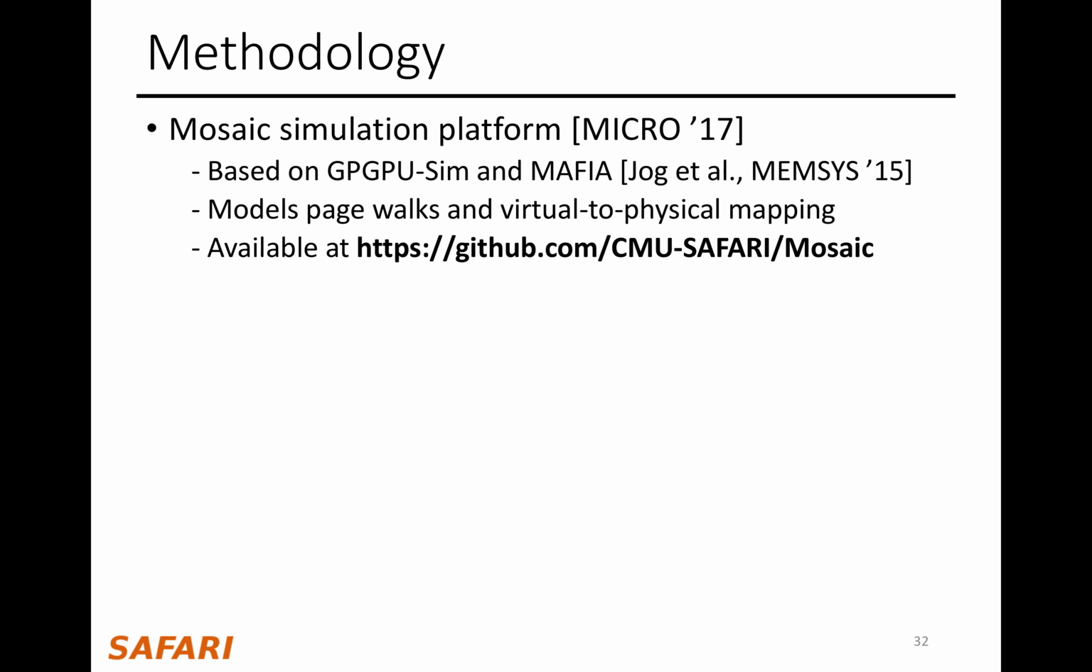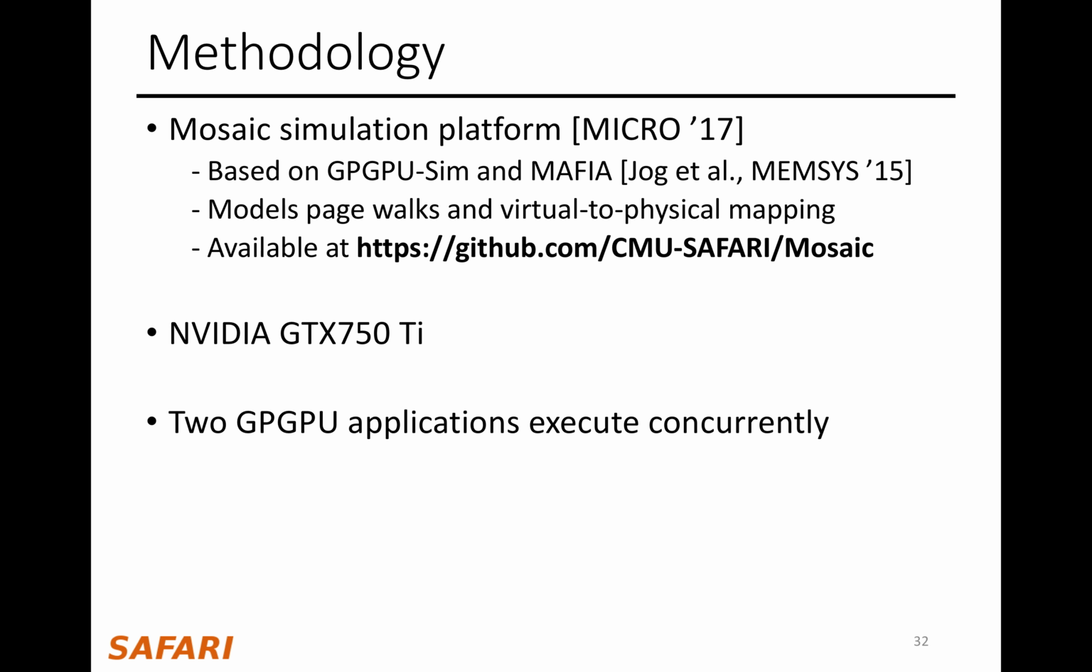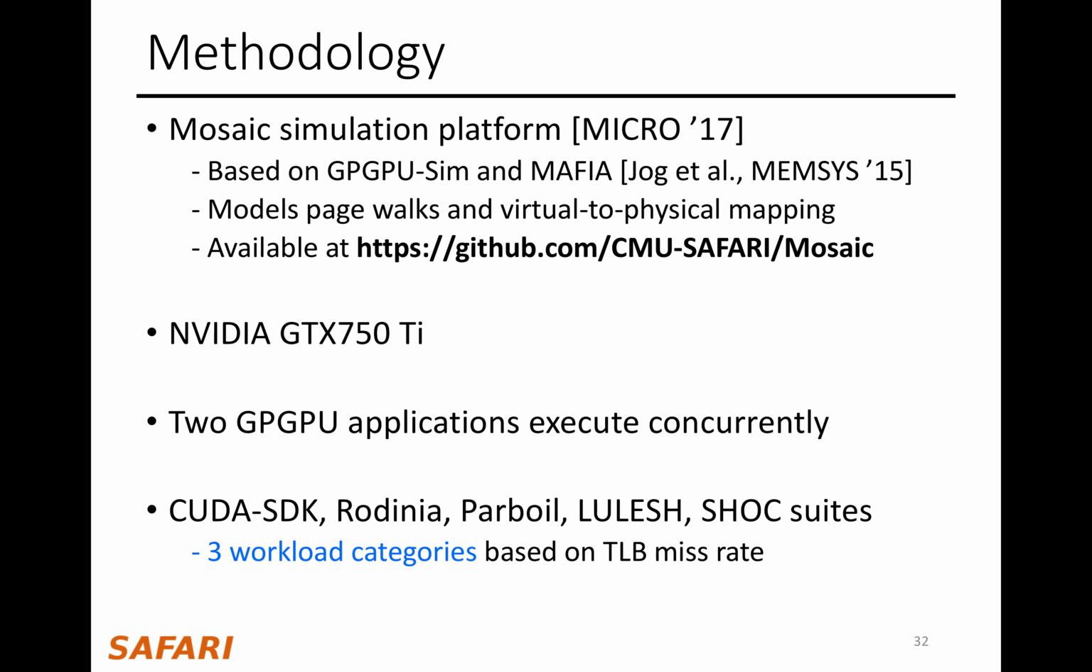We perform our simulation using the Mosaic simulation platform that's based on GPGPU-Sim and MAFIA. We model page walk and virtual to physical mapping. Our evaluation models the NVIDIA GTX 750 Ti running two GPU applications that execute concurrently. We evaluate benchmarks from the CUDA SDK, Rodinia, Parboil, LULESH, and SHOC suites, and we form workloads into three different workload categories based on the TLB miss rate.